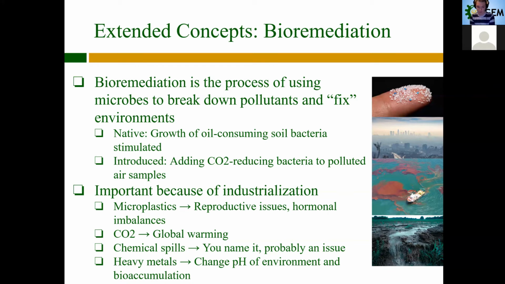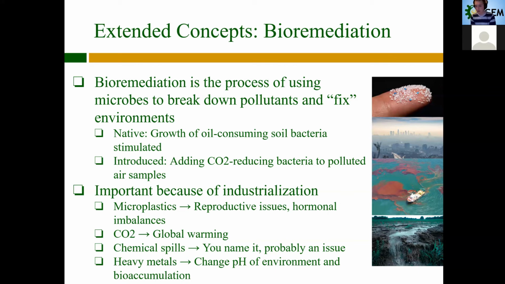Also very, very popular is CO2, which causes global warming. There are bacteria out there that scrub CO2, so they convert CO2 into a different form or they just consume it, and they use it for cellular respiration. There's also chemical spills. So this can be like an oil spill. Pretty much if you name it, it's probably an issue. Fertilizer runoff could be a chemical spill that causes a lot of algal blooms, which in turn cause toxins to fill up the waterways.